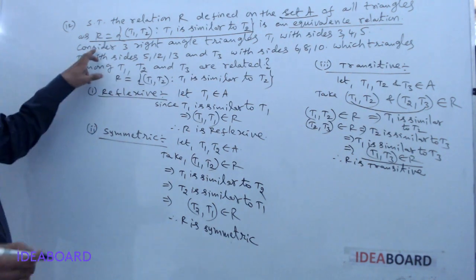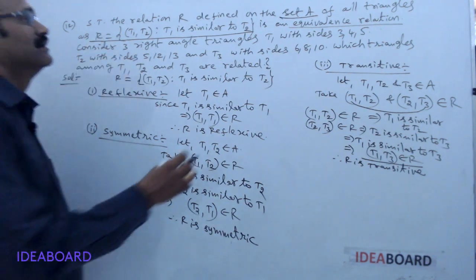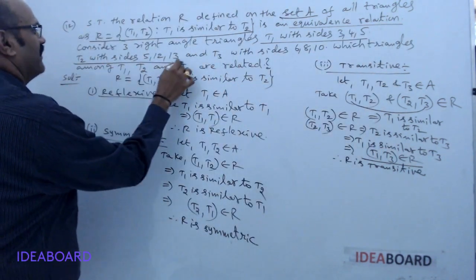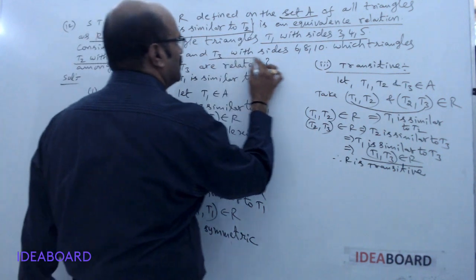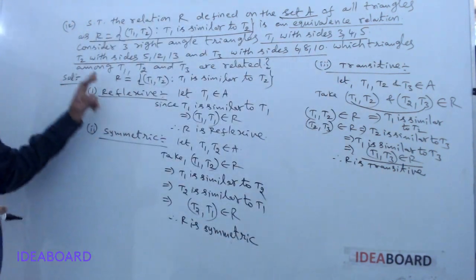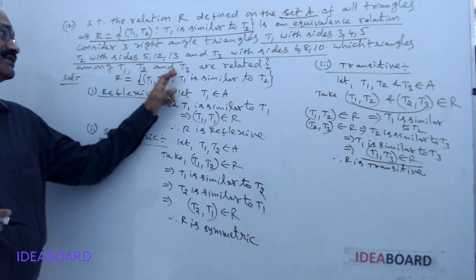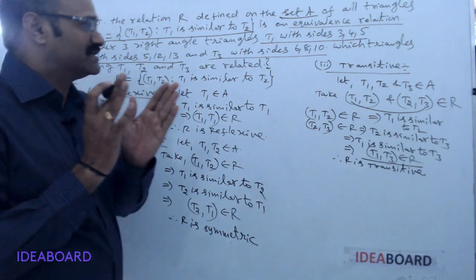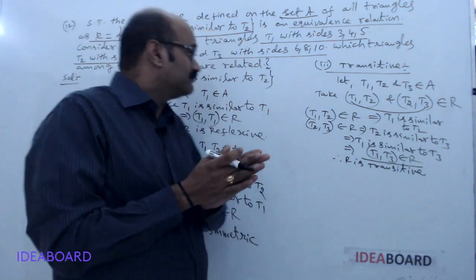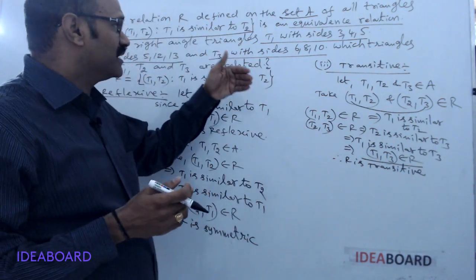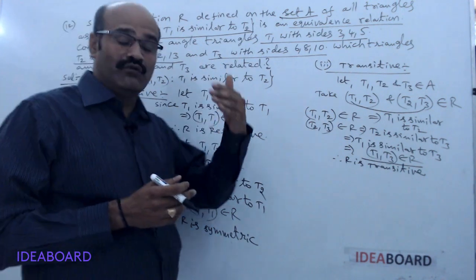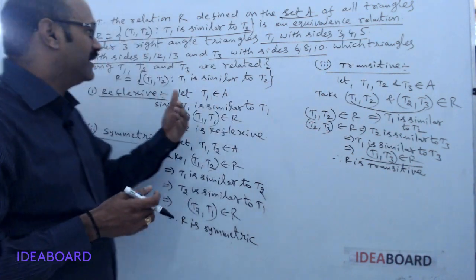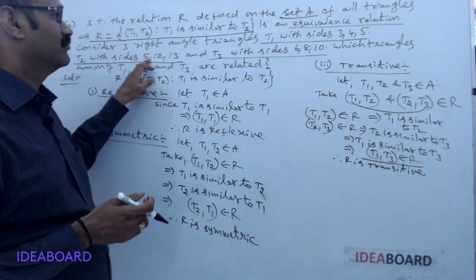Next, consider three triangles: T1 with the sides 3, 4, 5, T2 with the sides 5, 12, 13 and T3 with the sides 6, 8, 10. Which triangles among T1, T2 and T3 are related? When do you say that two triangles are similar? If the ratios of the corresponding sides are proportional, we say that those two triangles are similar. Now let me take the triangles T1 and T2.